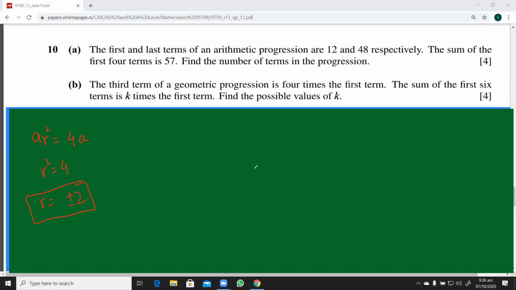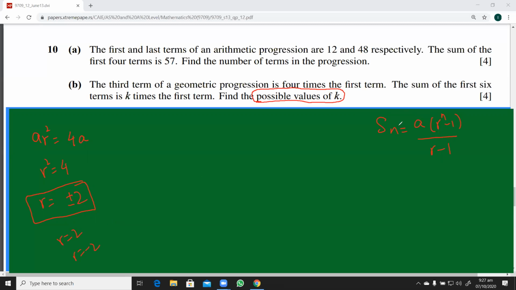The sum of the first 6 terms is k times the first term. Now the formula for the sum over here is Sn is a into r raised to power n minus 1 over r minus 1. So now we have two values of r over here, r is either 2 or minus 2. We need to find the possible values of k. You had a question like this yesterday in your test as well. So you will be using these two different values of r.